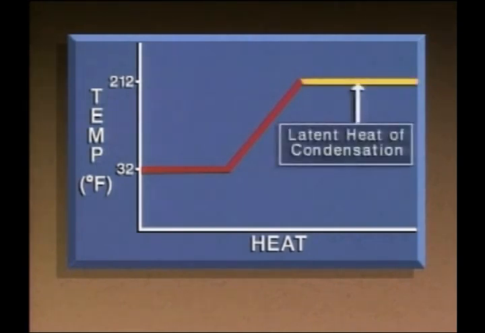So this line represents the latent heat of condensation. The latent heat of condensation is the amount of heat that has to be removed from a substance to condense it without producing a change in temperature or pressure.